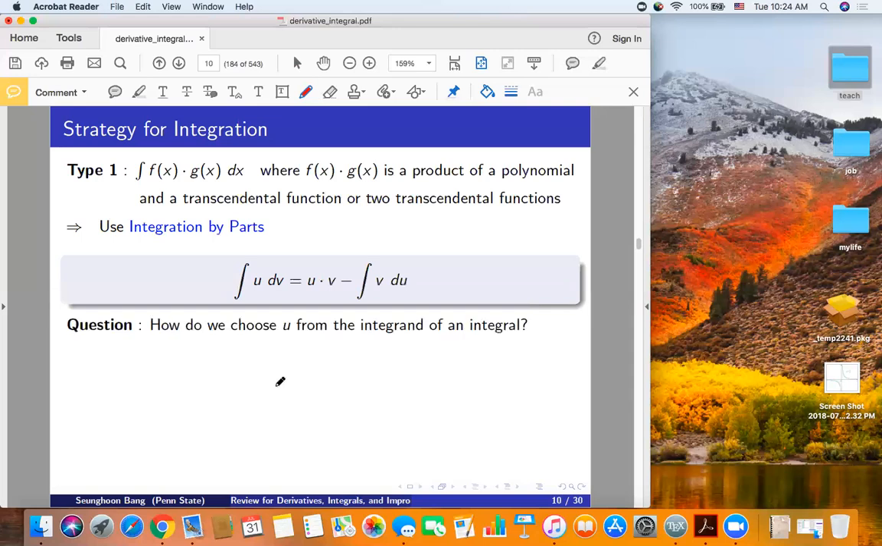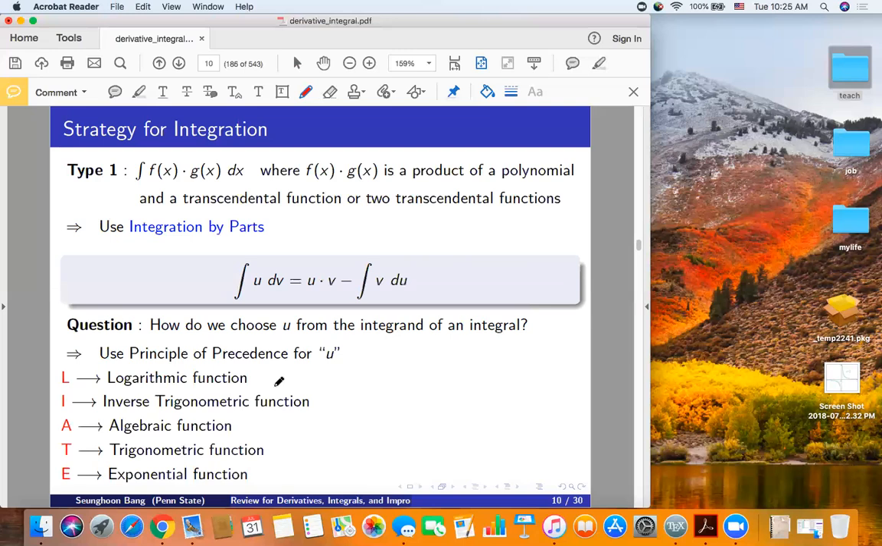Question: how do you choose u from the integrand of an integral? Use the principle of precedence for u: L-I-A-T-E. This is the whole idea, L-I-A-T-E. As a remark, you can interchange L and I, so I-L-A-T-E. It doesn't matter, it's fine.